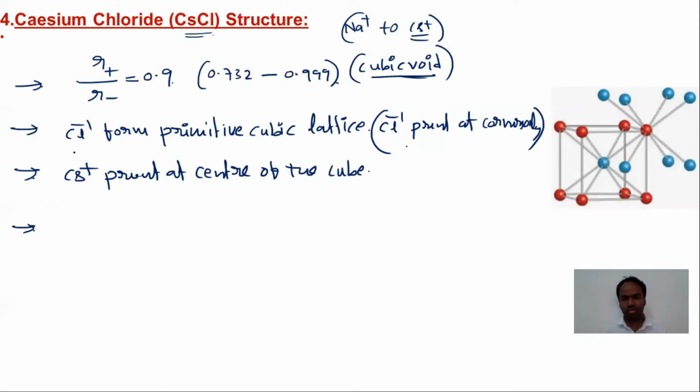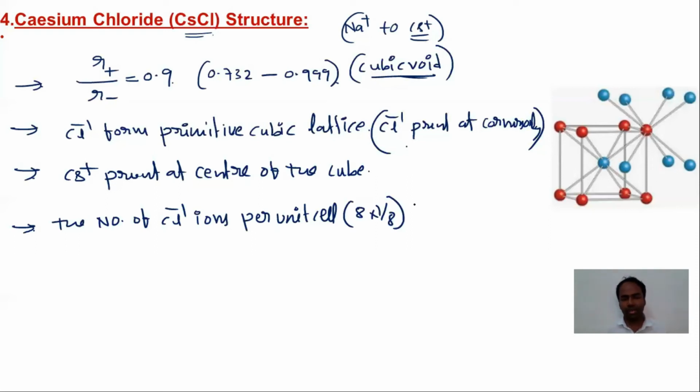Now find the number of Cl minus ions per unit cell. So the number of Cl minus ions per unit cell. So from 8 corners, 8 into 1 by 8. So the number of Cl minus ions per unit cell, how much? From 8 corners, 8 into 1 by 8, it is equal to 1 Cl minus ion.